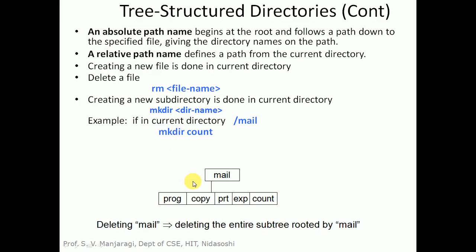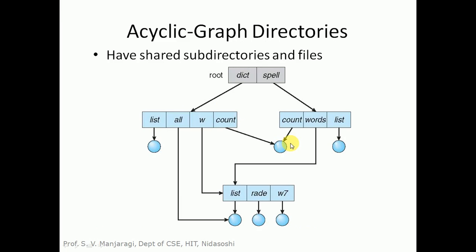A directory can be removed using rmdir. A particular file in the directory can be removed using rm. A new file can be created in the current working directory. So let us move to the next one, acyclic graph directories. Basically, the directory is represented as an acyclic graph.